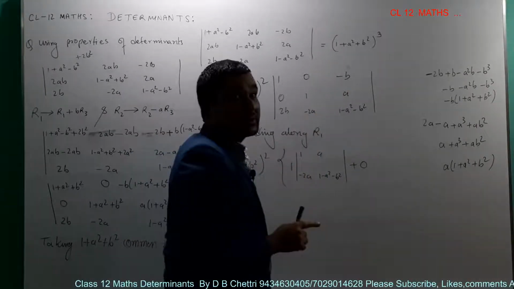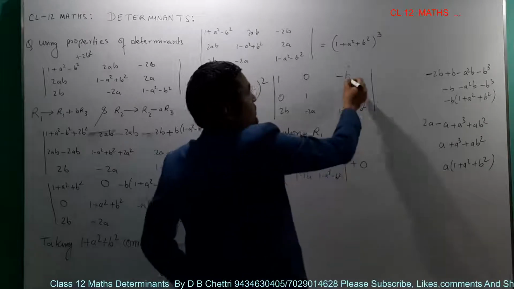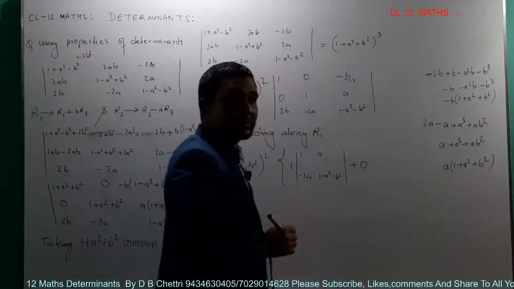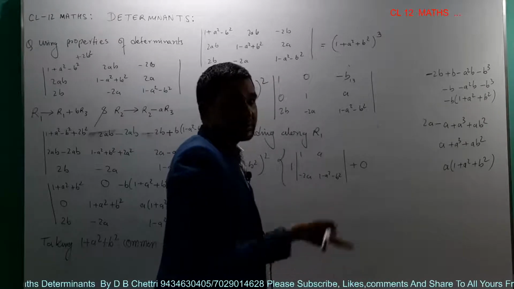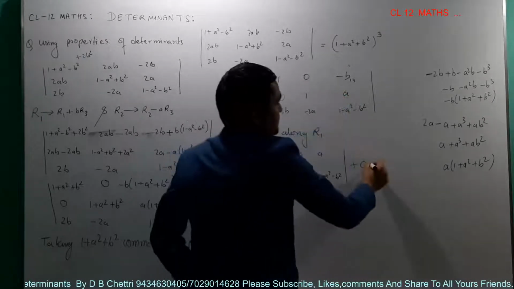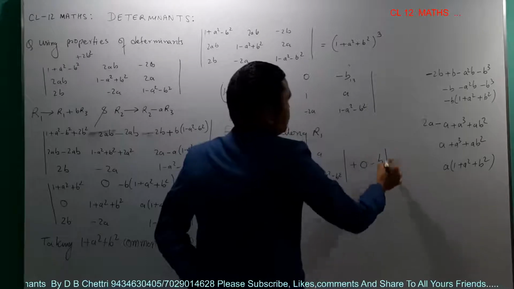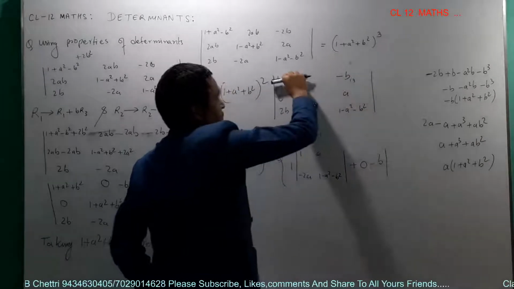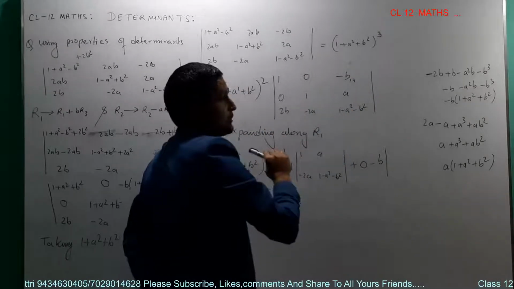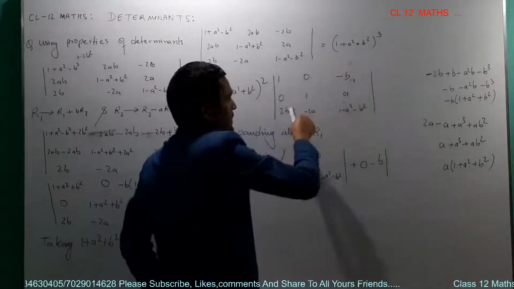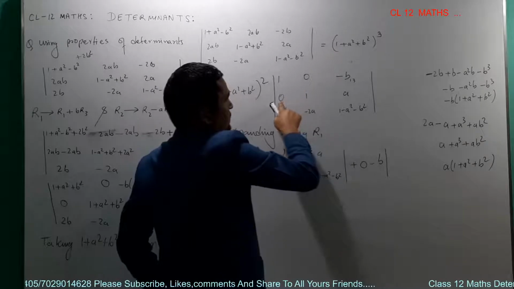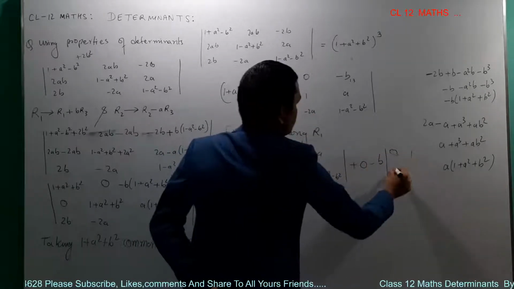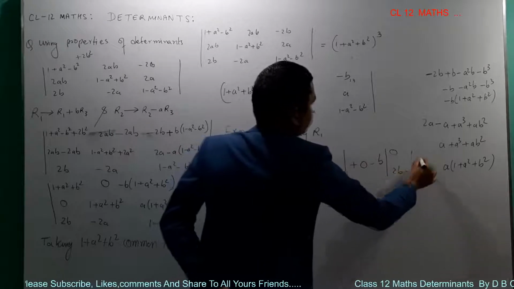What is the sign of this b? How to know? This position is 1, 3. 1 plus 3 is 4. 4 is even, even means plus, but plus multiplied by this minus is minus. Then what is the minor of b? Cancel the first row and third column, and what is left is called the minor. What is left from here is 0, 1, 2b, minus 2a.